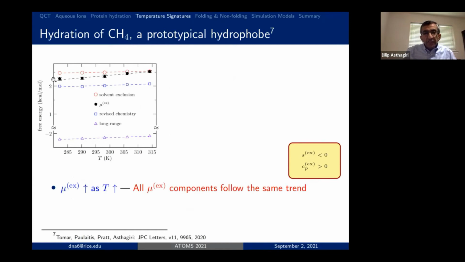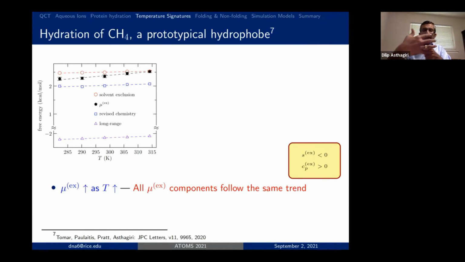So this is looking at the free energy. That is the free energy of methane as a function of temperature, the black pentagons. And I can look at the different contributions. That is a solvent exclusion contribution. It's slightly increasing with temperature. This is the chemistry contribution that also increases with temperature. And that is the long range contribution. Notice that the long range contribution is negative, but the solvent exclusion and the chemistry contribution are positive.